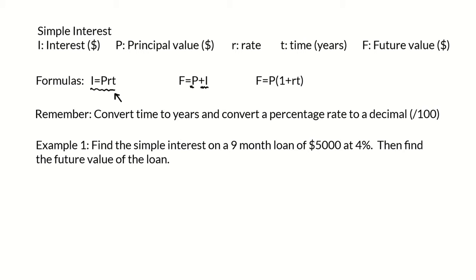So a few reminders: the time needs to be converted to years, and we will normally have a percentage rate which needs to be converted to a decimal. We do that by moving the decimal point left 2 times or by dividing by 100.